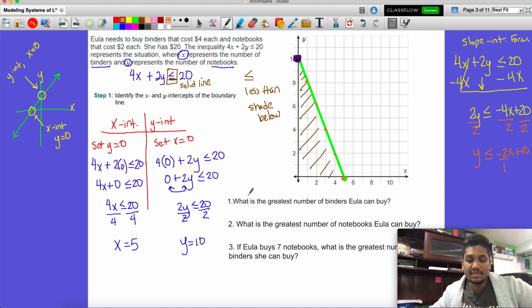So the questions now are, what is the greatest number of binders Euler can buy? Well, I'm looking at this, I'm like, well, how do I know what's binders or not? Okay, well, that's where you have to go back. You see over here on the last 2 lines, it says x represents the number of binders. So I'm going to look at my x, here it is right here. That means this whole line is number of binders.